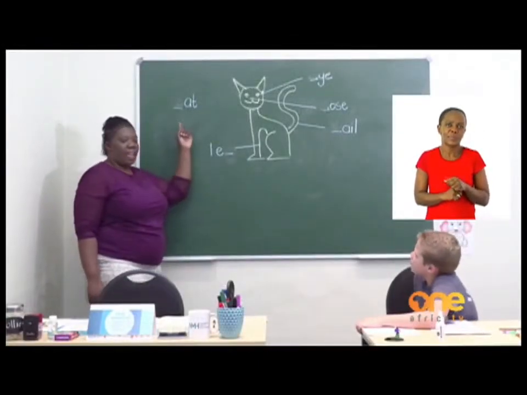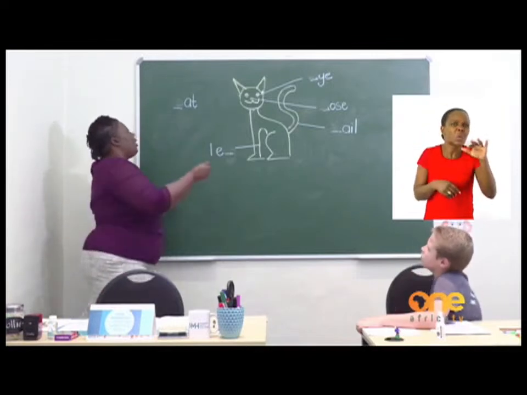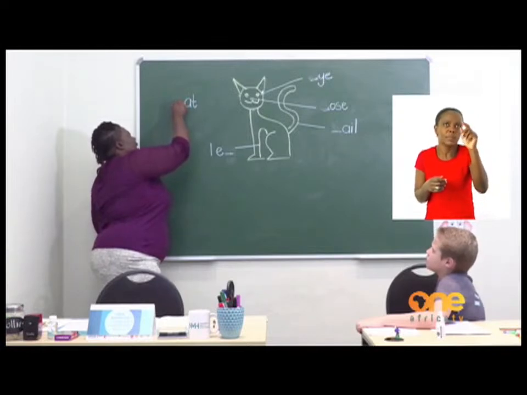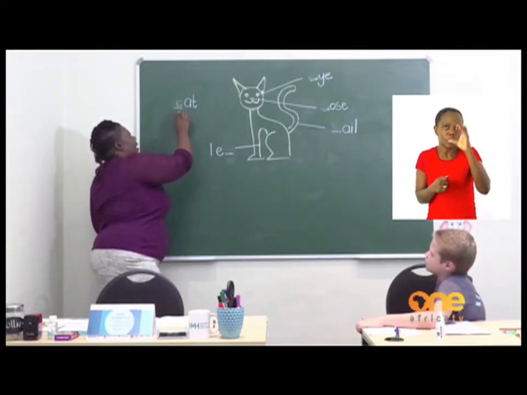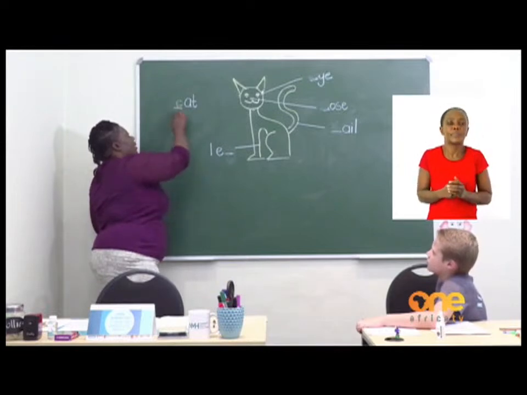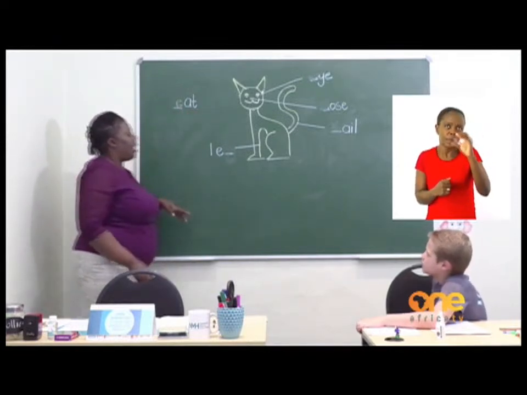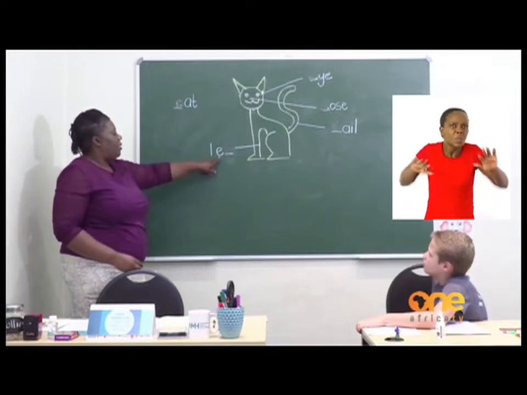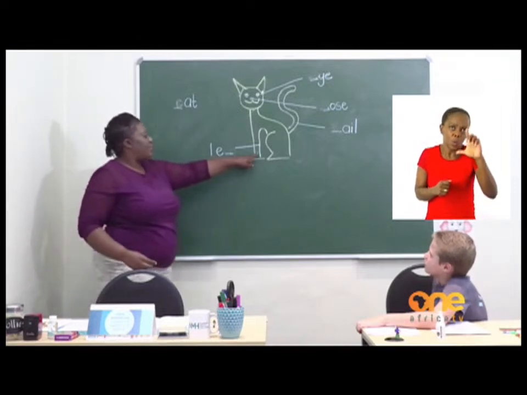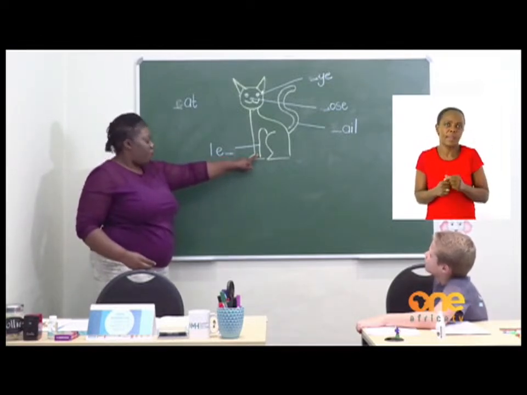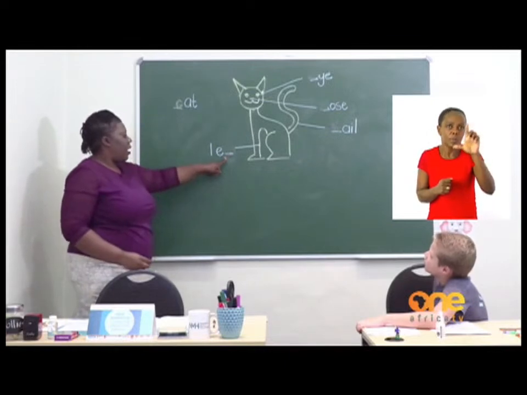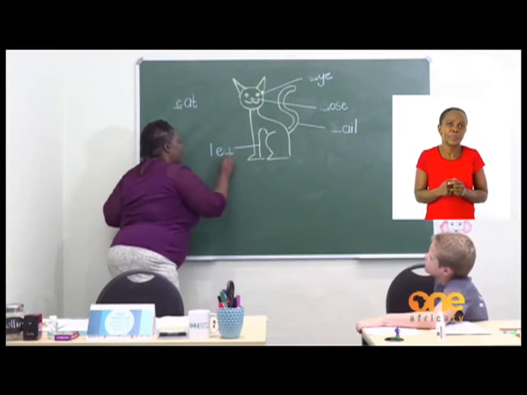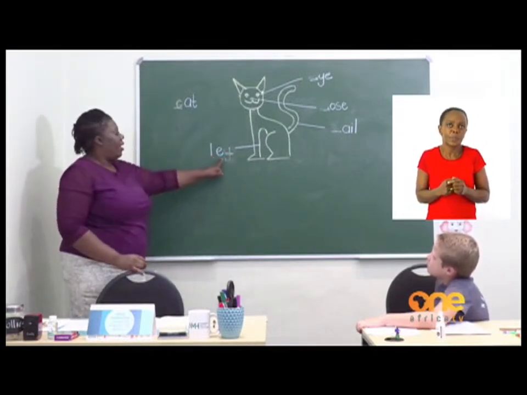What is this? A cat. Well done. It is a cat. What am I going to put here? Sheep. K for cat. A C for cat. This reads cat. The next word, L, is going to help us. L. What is this? Leg. It is a leg. Very good. What am I going to put here? G. G for leg. Let's read it together. Leg.